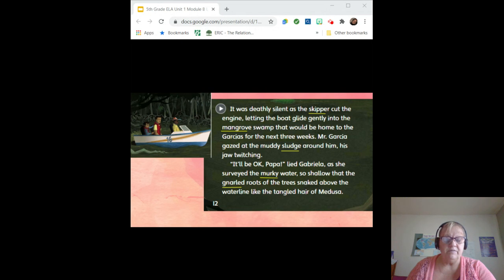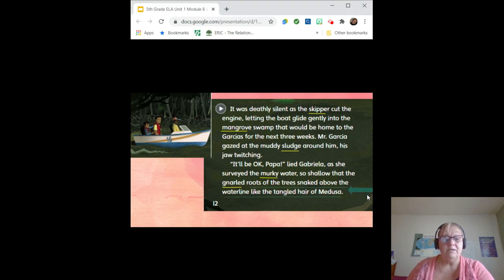Now let's look at the figurative language on this page. Roots of the trees snaked above the water line like the tangled hair of Medusa. This is a simile. I know that because it is using the word, that's right, the word like. It is comparing the gnarled roots of the trees to Medusa's tangled hair.